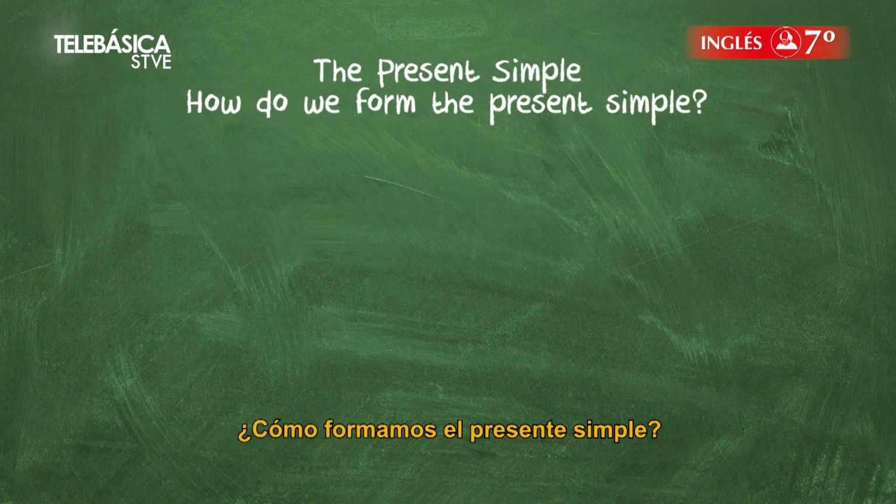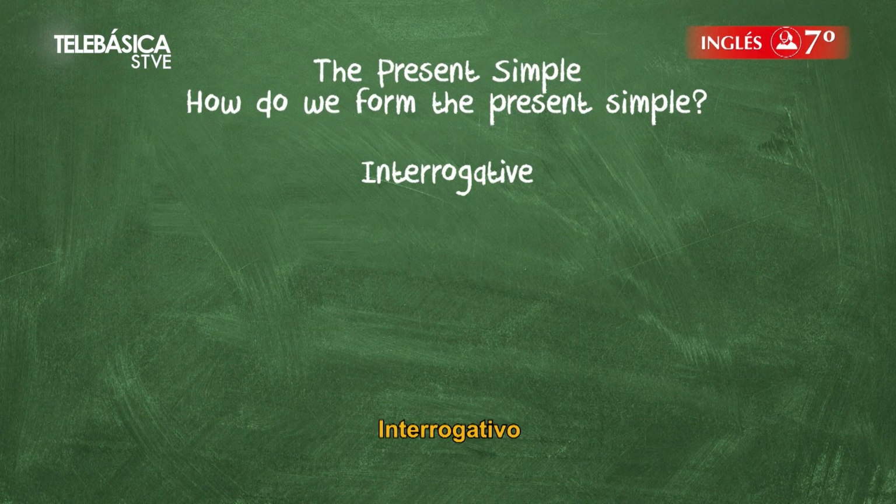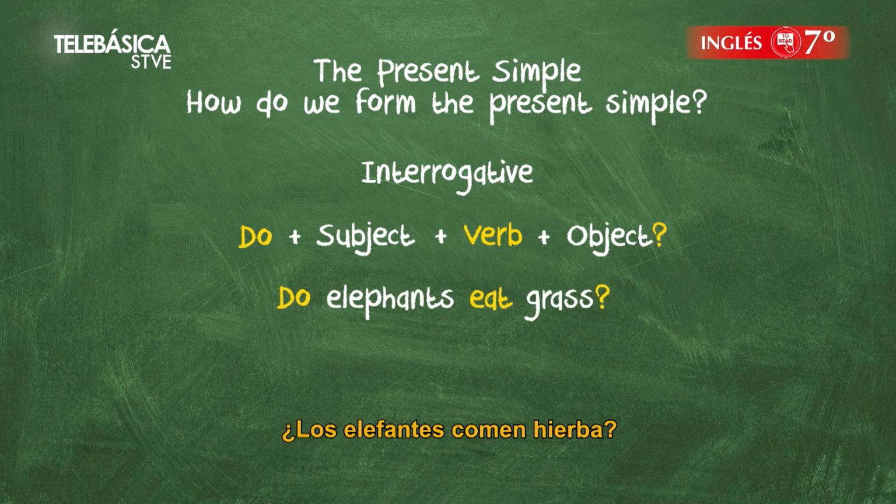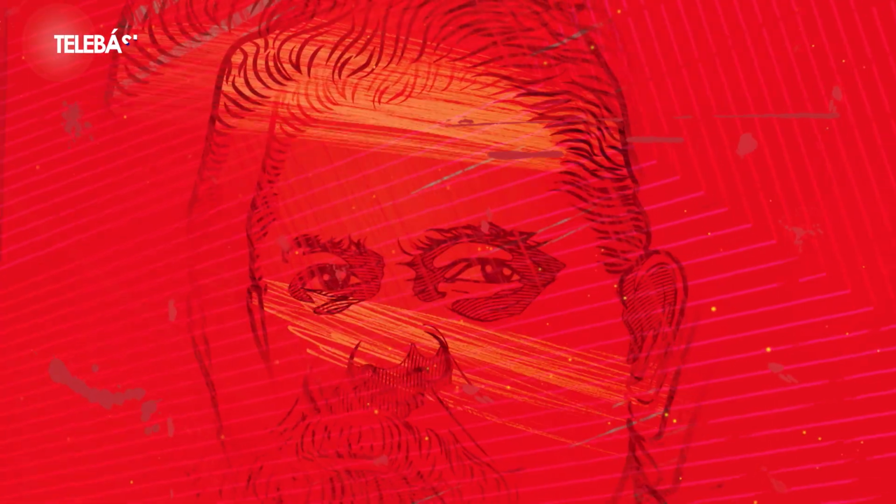How do we form the present simple? Interrogative. Do plus subject plus verb plus object. Do elephants eat grass?